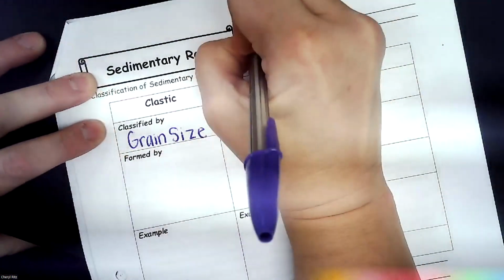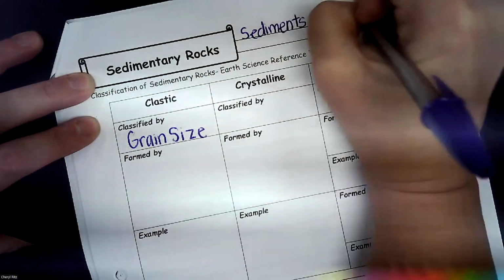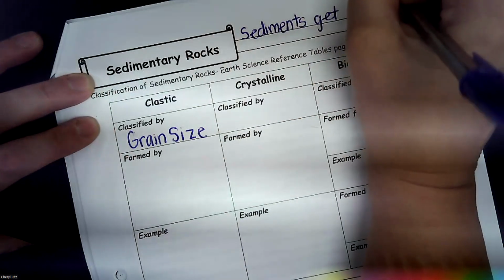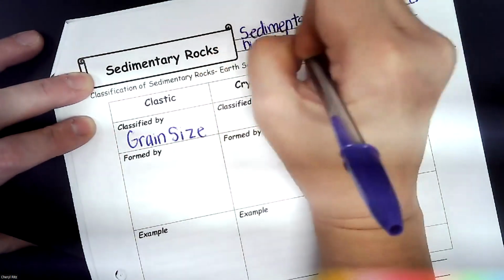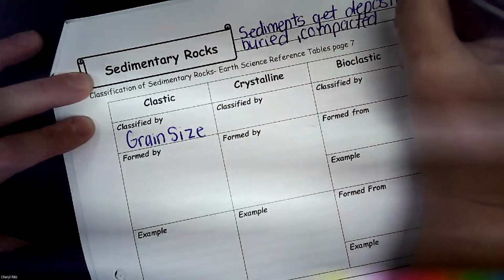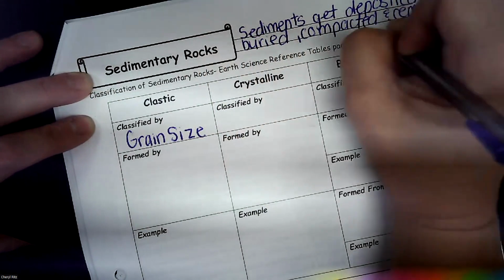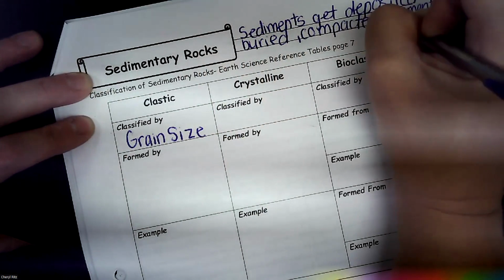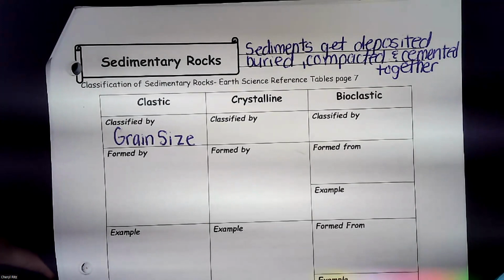So sediments get deposited. So deposited means dropped off, buried, compacted together, compacted and cemented together. So all sedimentary rocks form when sediments get deposited, buried, compacted, and cemented together.